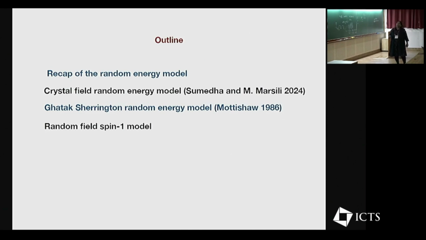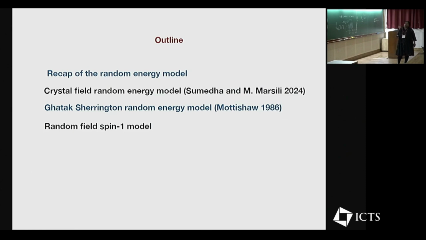Okay, so my outline is very brief because there were some talks, I think, on the first day on p-spin models. So I'll quickly recap the random energy model, the original random energy model with a very simple and beautiful exact freezing transition. Then I'll come to our work, which is a simple extension where instead of taking the Ising spins, we take the spins to be spin-1. That is, they have 3 states.